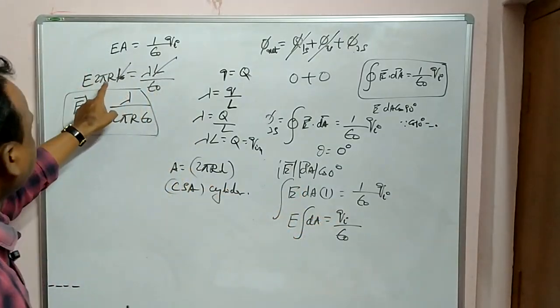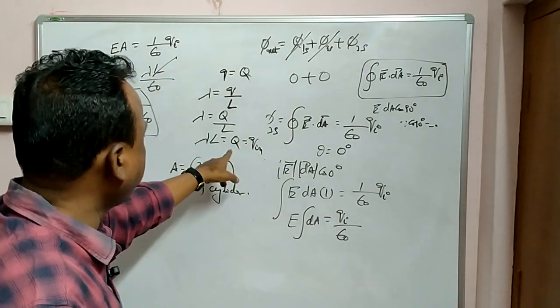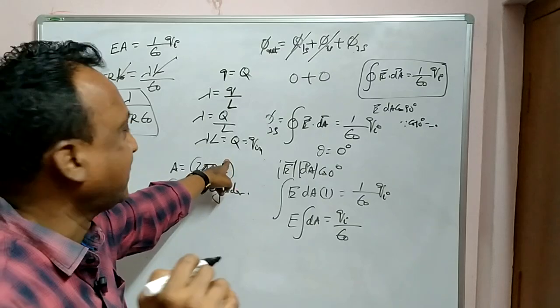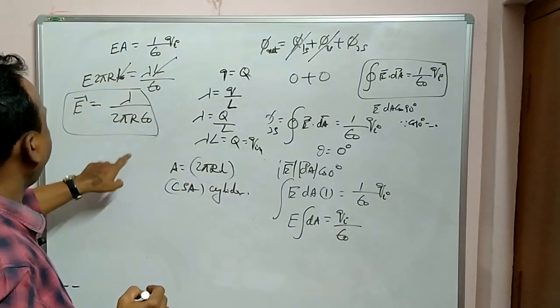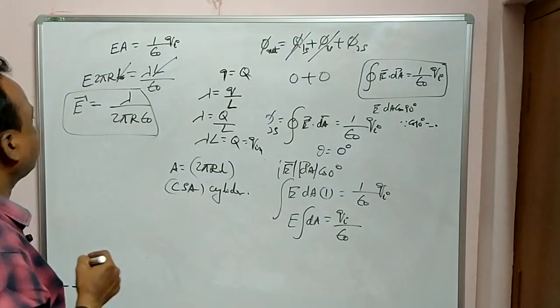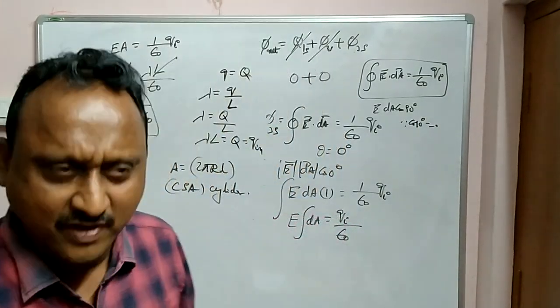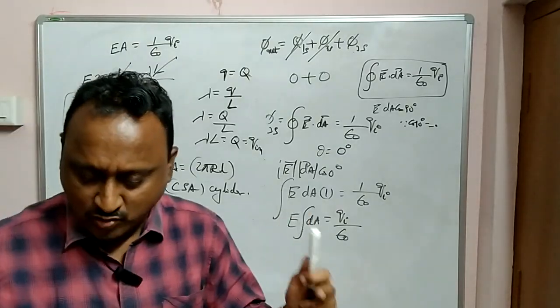Clear? So what is the value we got? E is equal to lambda, because what is Q inside? Lambda L, for the entire cylinder. So L cancels and we get lambda by 2 pi r epsilon naught. The value of epsilon naught is 8.85 times 10 power minus 12 coulomb square per newton meter square. Like this you can derive so many things.